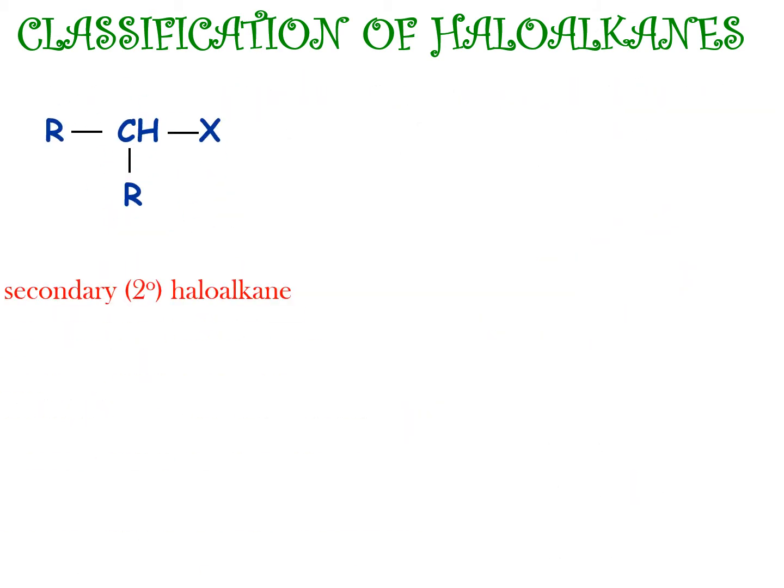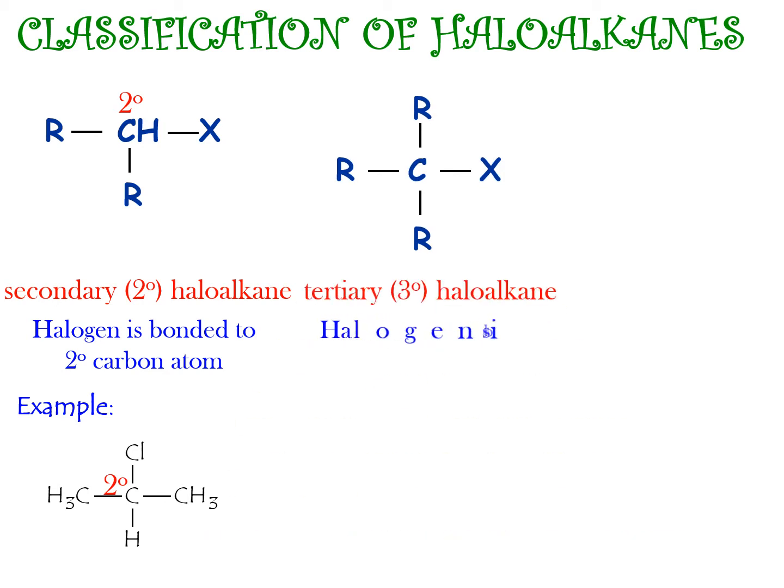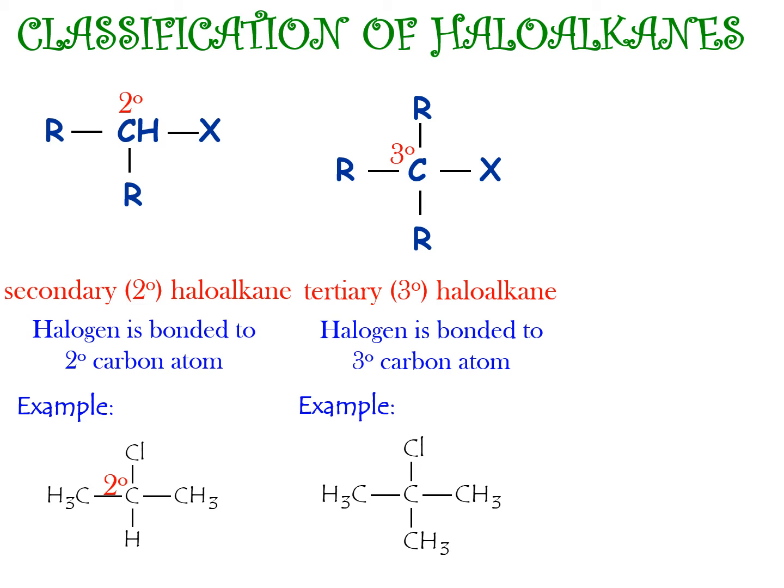This is the general formula of secondary haloalkane. It is a secondary haloalkane because the halogen is bonded to the secondary carbon atom. An example of secondary haloalkane is CH3CHClCH3. Tertiary haloalkane is when the halogen is bonded to the tertiary carbon atom. An example of tertiary haloalkane is (CH3)3CCl, where Cl is bonded to the tertiary carbon atom.